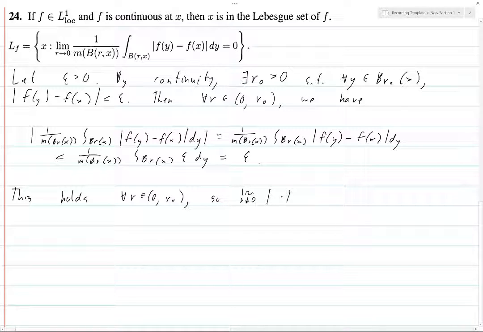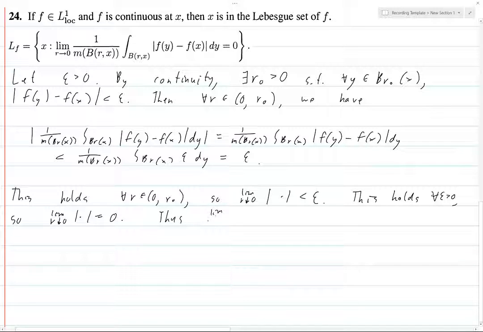of this thing, and by dot I just mean all this stuff, but I don't really want to write that all again, so I'm just going to put dot there. That's less than epsilon. Now, this holds for all epsilon greater than 0, so that means that this limit must be equal to 0. But then, if the limit of the absolute values of these things is 0, then the limit of the things on the inside is 0.